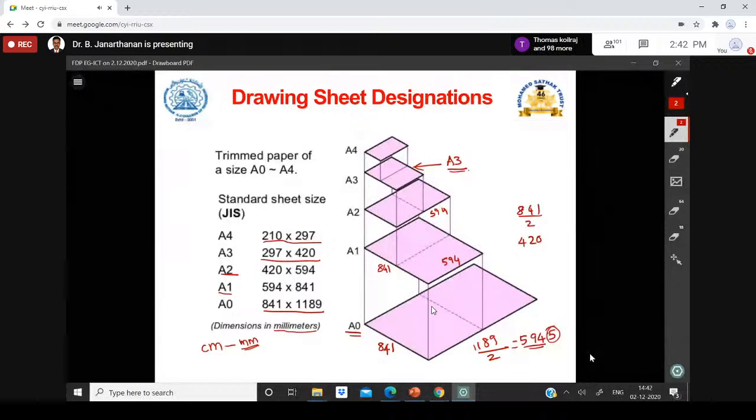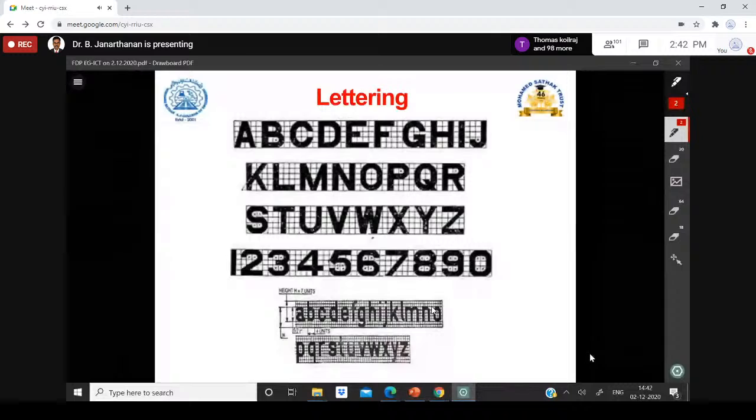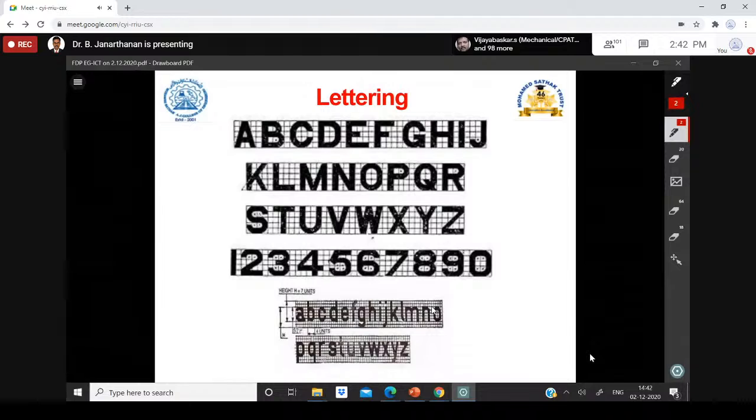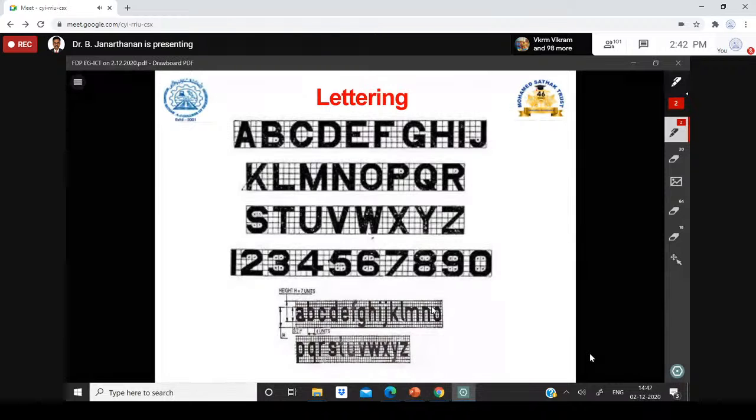Then lettering in engineering graphics, as it is the language of engineers and everyone has to understand what you are writing on the drawing, you should write this lettering in this standard form which is prescribed in the Bureau of Indian Standards. So A should be like this only. You cannot follow your own size or style of writing. You have to follow only these styles for writing this.